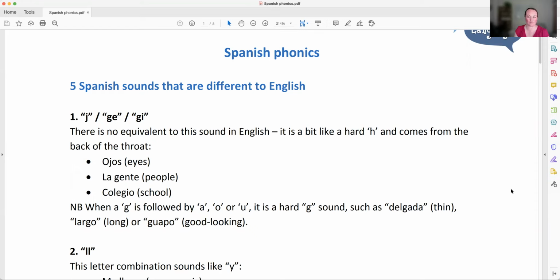But when a G is followed by an A, O, or U, it's a hard G sound. So examples of this are delgada, which means thin, or delgado for the masculine. So you've got your GA in the middle there, delgada, delgado. Largo, larga. Largo means long. Or guapo, meaning good looking, or guapa, meaning beautiful, which is GU. So guapo, guapa.